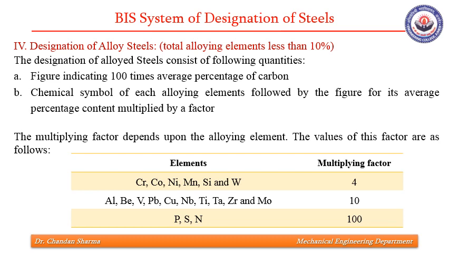Here again it will start with a figure which indicates 100 times the average percentage of carbon, which is similar to the case of plain carbon steel and free cutting steel. Then it will not be followed by C. Then comes the chemical symbol of each alloying element followed by the figure for its average percentage content multiplied by a factor.